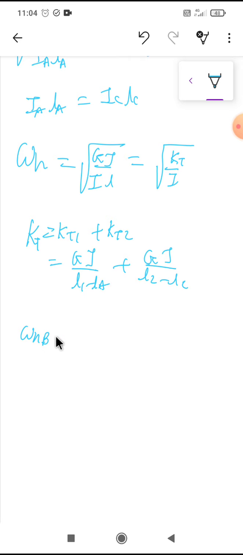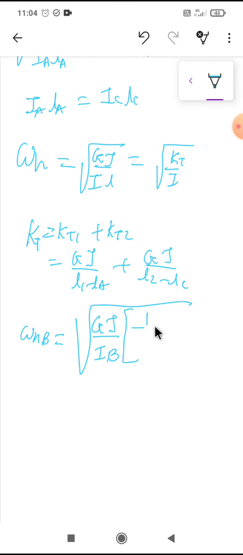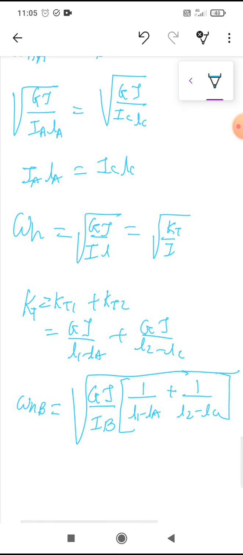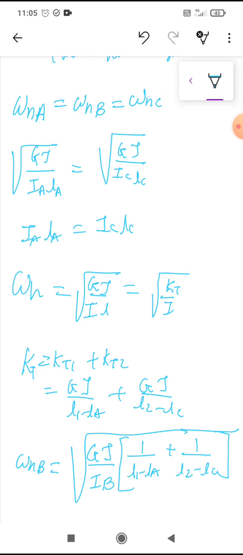So omega n B will be equal to the square root of GJ by IB into 1 upon L1 minus LA plus 1 upon L2 minus LC. This is the natural frequency formula. Now, as we know, omega n A, omega n B, and omega n C are all three equal, so we will use this equation.